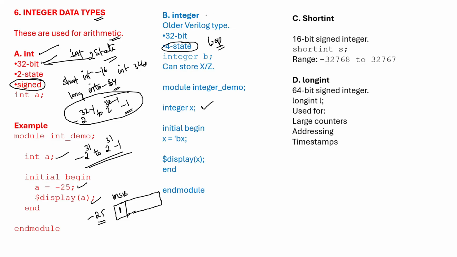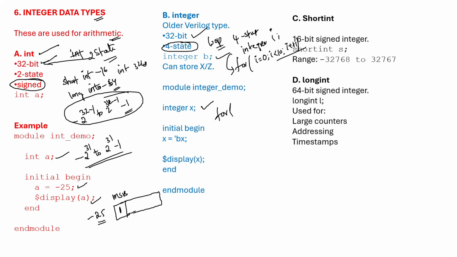So integer is an older type of Verilog type. It is a 32-bit data type. It will support four-state values. Where are we using this integer? Suppose I am using a for loop. In the for loop, what is the representation? i equal to 0, i less than 10, i plus plus. In this way we will represent it, right? Before that, we will declare the data type integer i. Then only this for loop will execute.